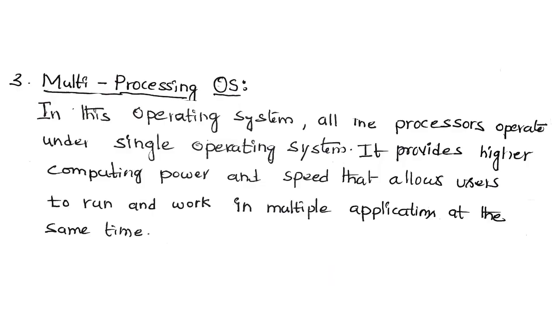Now, come to the third one, multiprocessing operating system. In this operating system, all the processors operate under single operating system. It provides higher computing power and speed that allows users to run and work in multi applications at the same time. Means a multiprocessor system consists of several processors that share a common physical memory.